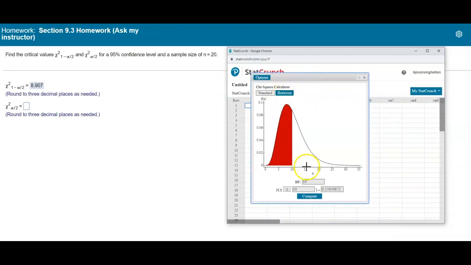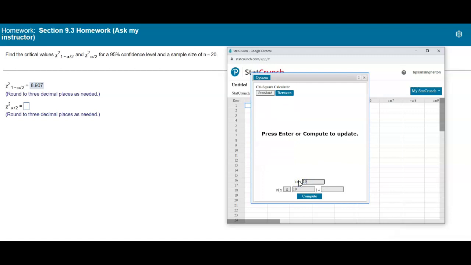So the degrees of freedom. Now, we weren't given the degrees of freedom, but we were given the sample size of 20. And the degrees of freedom is always 1 less than that. It's basically, if holding one constant, how many different ways can you move something? So it's n minus 1, so that's 19.